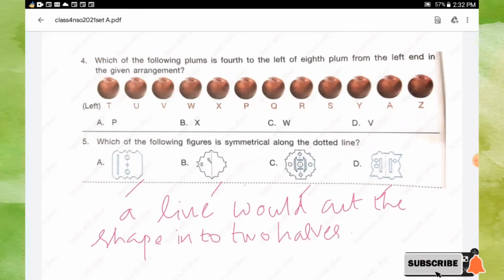When you fold along the line, both halves would match exactly. For example, this line is dividing the picture into two parts, right? When these two parts are folded along this dotted line, these two figures would match exactly. So in option C only, if you fold the figure along the line, these two halves would match exactly. So hence option C is the right answer.